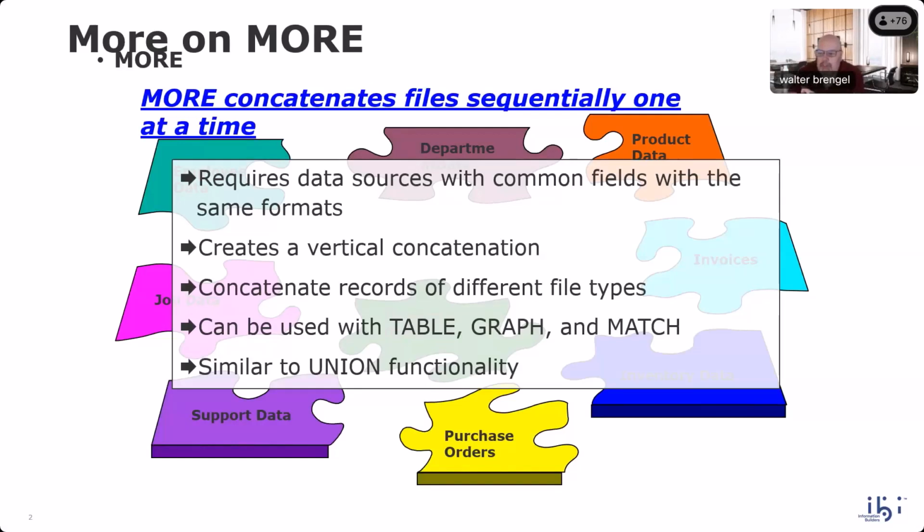In order to use more, you have to have data sources with common fields, and the fields have to have the same formats. You can concatenate any type of file together as long as they meet the rules. Same field formats. If they're different, you can use a define to change them. If you need to. And we'll get to that.